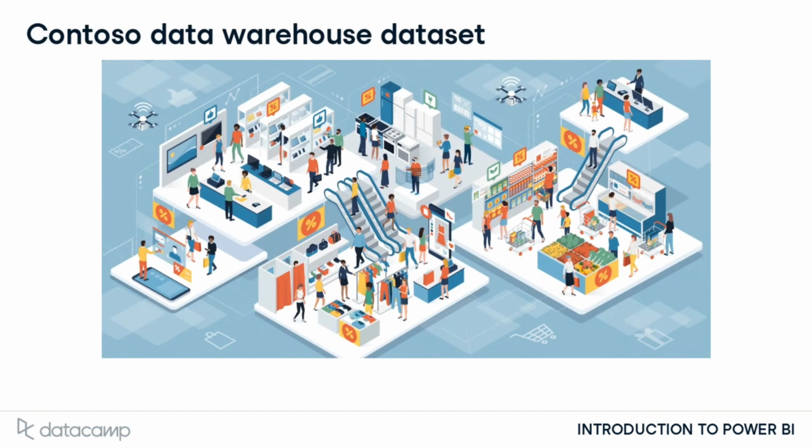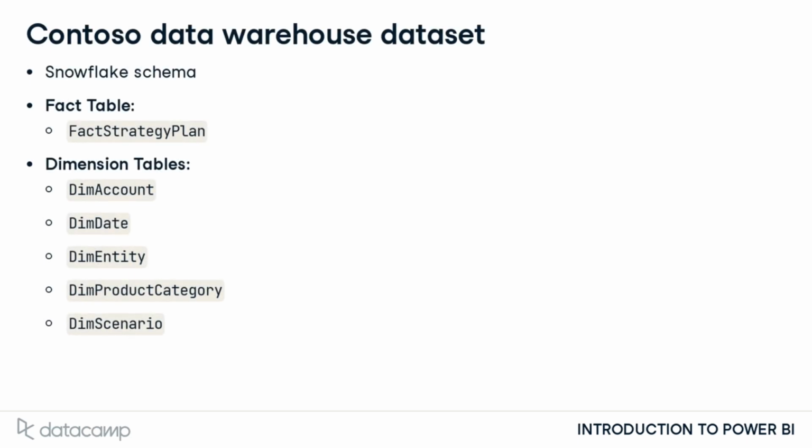This chapter uses data from the Contoso data warehouse. Contoso is a fictional online retail company that is working on trying to meet sales goals. Just like in the previous chapter, this dataset is made up of multiple files. This time around, the fact table is called Fact Strategy Plan, and it contains data on the sales transactions of the company. The dimension tables hold more information about these transactions. We'll work with the account, date, entity, product category, and scenario dimension tables.